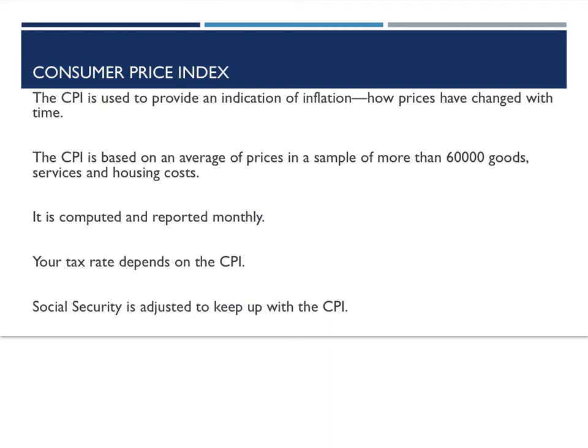Now the Consumer Price Index is the most famous index of all. It's used to provide an indication of inflation, which is how prices have changed with time. It's based on an average of prices in a sample of more than 60,000 goods, services, and housing costs. It's computed and reported monthly. Your tax rate is determined by the Consumer Price Index. Social Security is supposed to be adjusted to keep up with the Consumer Price Index. Such a thing is like when you hear about cost of living increases.